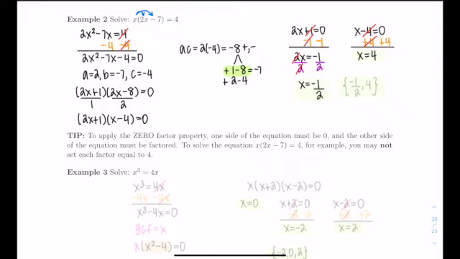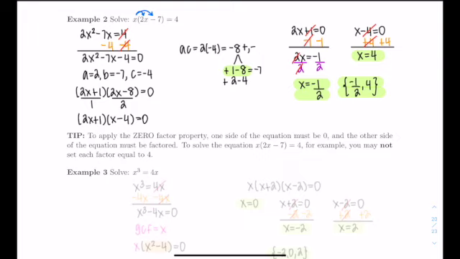So x equals -1/2 and x equals 4 are solutions to our original equation. And again, you can see these in a set of curly braces as another way to write the answer. To apply the zero factor property, one side has to be 0. So we can't just set each factor equal to 4. We had to move the 4 over in order to utilize that property, which is why it's the zero factor property. Let's look at example number 3.